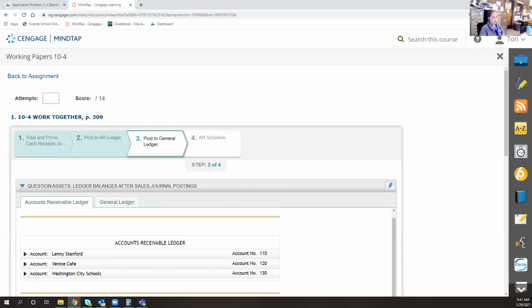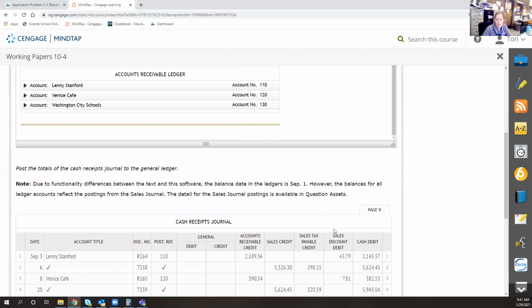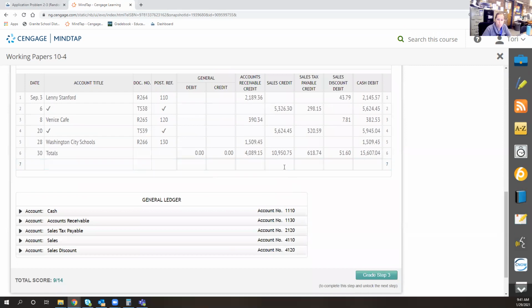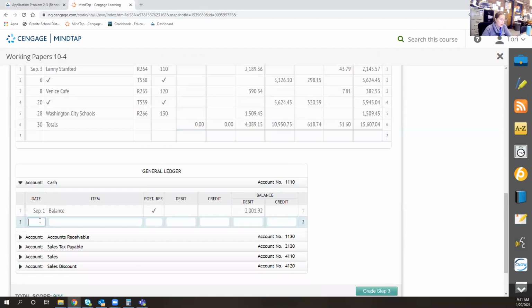We're going to post to our general ledgers. So what we're going to do is we're going to total each one. This is where we're going to put our post references. So the first one is cash. We need to go to our cash ledger, and on the 30th, the last day of the month, we know this from CR9, we had $15,000, so we're going to take this number right here, $15,607.04. We're going to debit that. And we have a debit and a debit, so we're going to add those two together. So now we have 17. Post reference 110 at the bottom here.